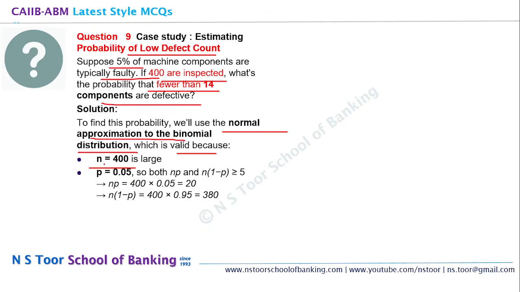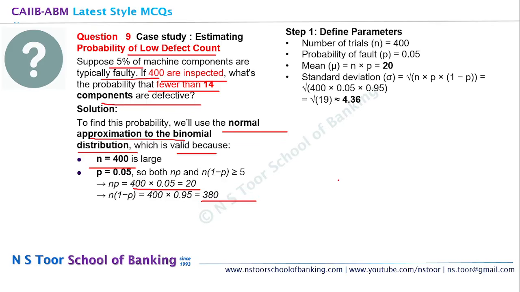So here n is equal to 400, p is the probability of a defective machine, 5%, that is 0.05. So both np and n into 1 minus p are greater than 5. What is np? np is equal to 400 into 0.05, that is 20, and n into 1 minus p, 400 into 0.95, is equal to 380. So we have checked both the cases.